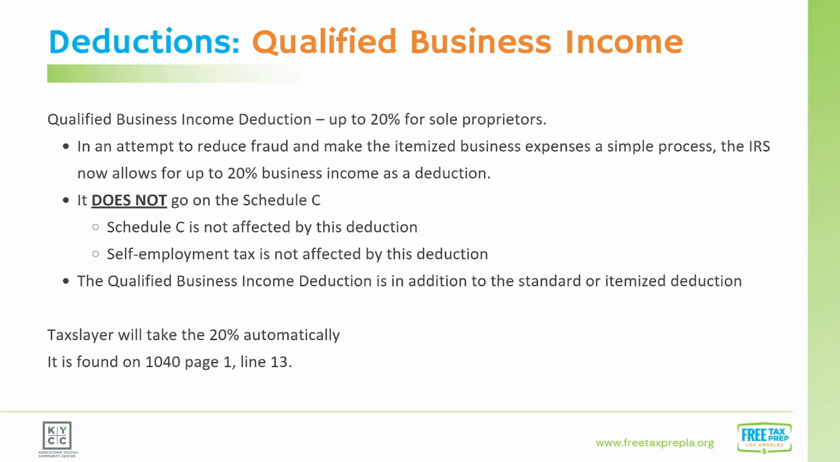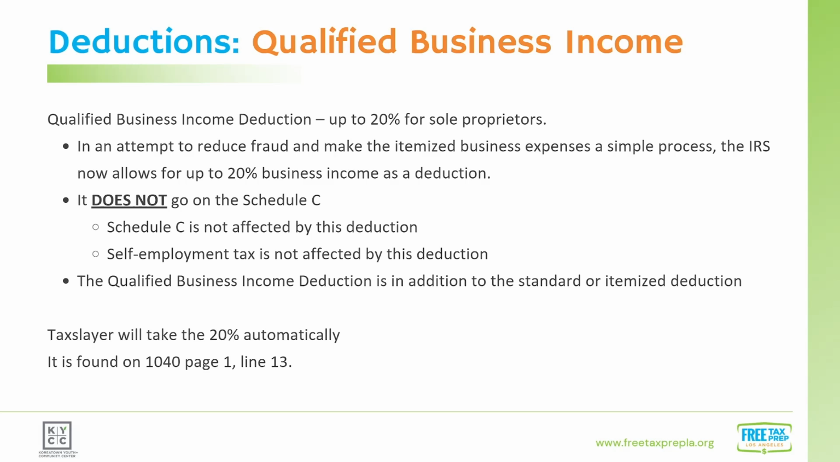The qualified business income deduction is up to 20% of the total income made for sole proprietors. In an attempt to reduce fraud and make the itemizable business expenses a simple process, the IRS now allows up to 20% of business income as a deduction. This qualified business income deduction does not go on to Schedule C because the Schedule C is not affected by this deduction, and the self-employment tax is not affected by this deduction. Again, this deduction is specifically to affect federal income tax.